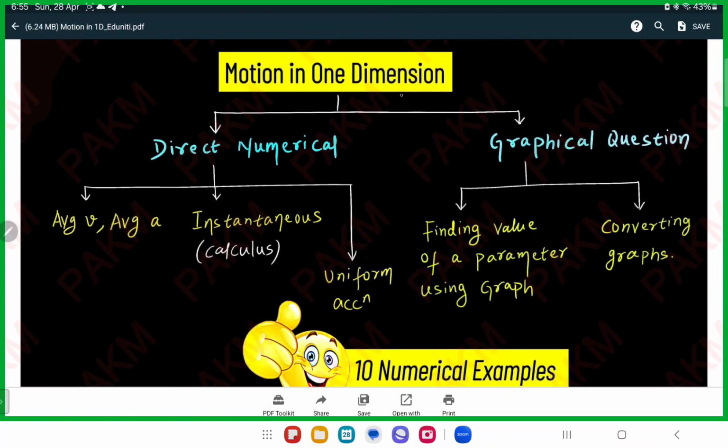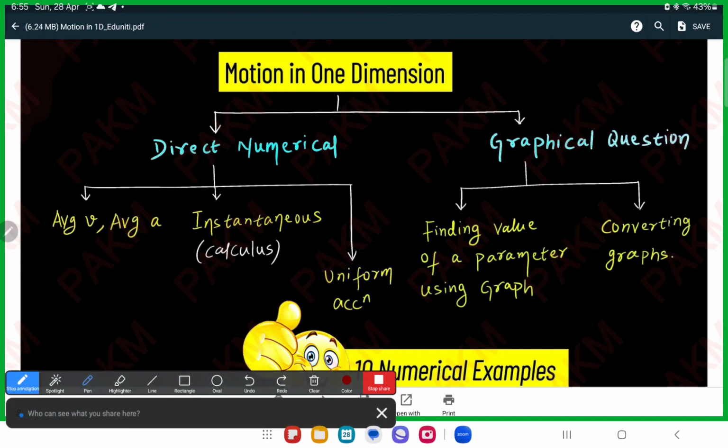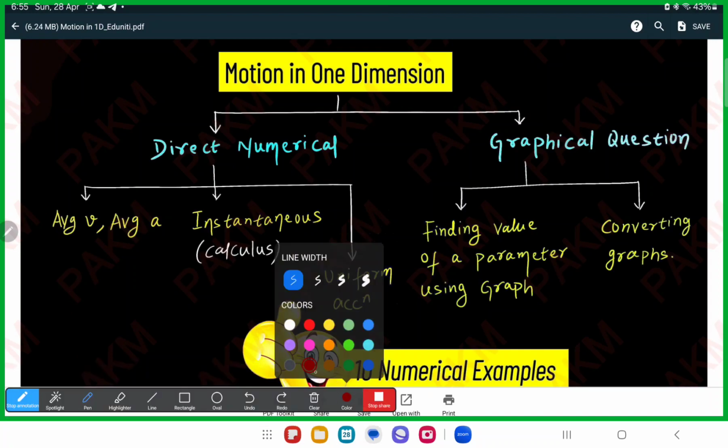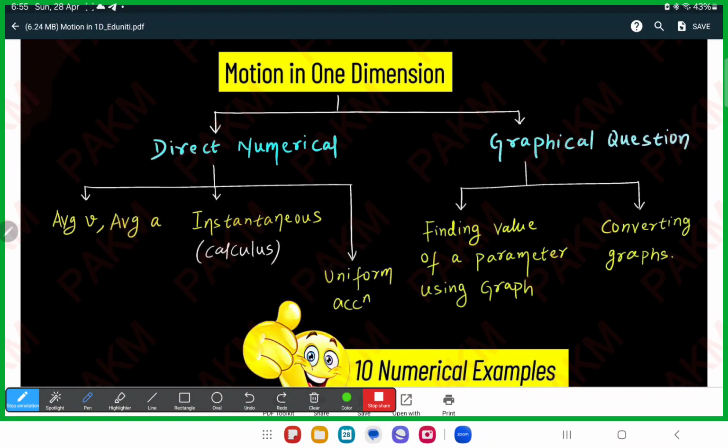So, motion in one dimension. Here you can see motion in one dimension is basically direct numerical and graphical questions. Graphical questions are important for you. The direct numerical questions cover average velocity, average acceleration, and instantaneous values. These are a part of calculus, and uniform acceleration.